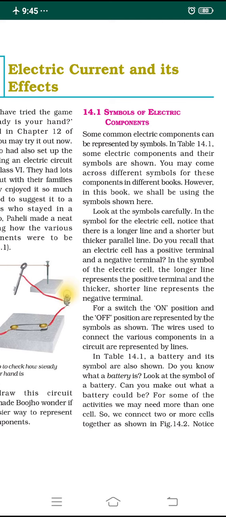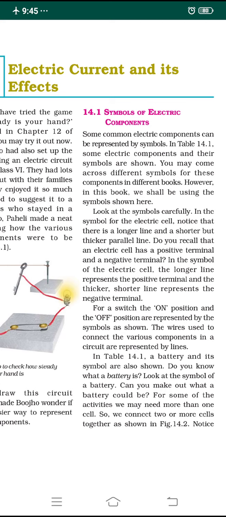We have to remember what a battery is. Look at the symbols of the battery. The symbol for a cell is different, and the symbol for a battery is different. So you must remember, all of you, a cell is different, a battery is different. There are some activities we can do to understand what a cell is and what a battery is.